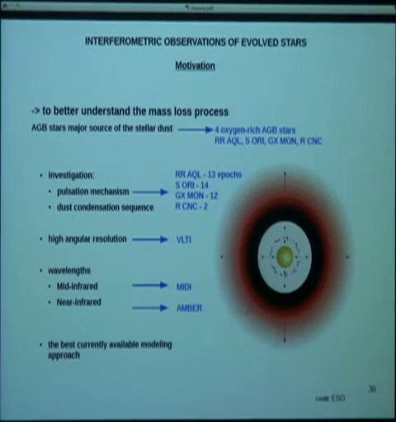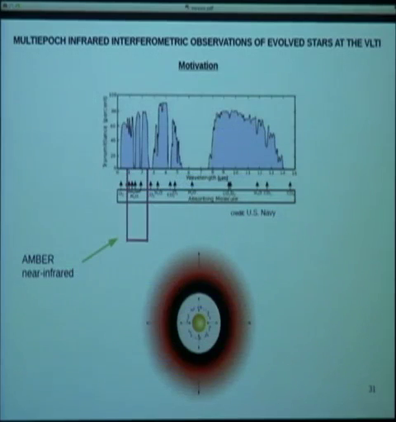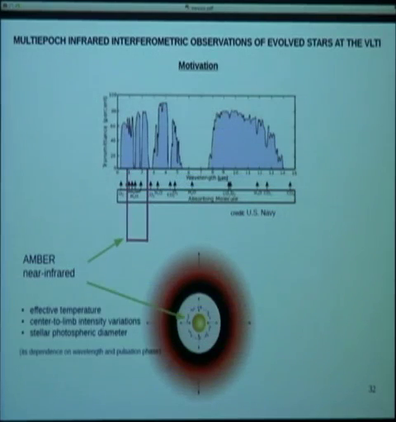And there is also another interferometric instrument at the VLTI, AMBER. AMBER operates in the near infrared and gives us information about effective temperature, which is very important, center-to-limb intensity variations, and the diameter of the star. And of course, the variation of the diameter over the pulsation cycle.